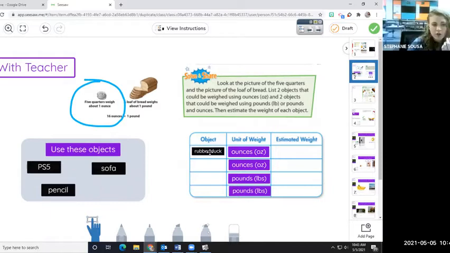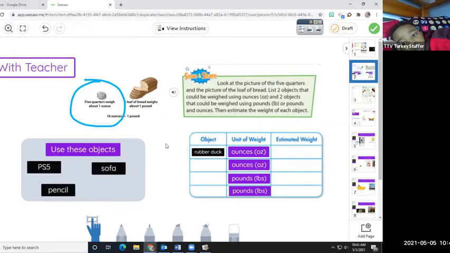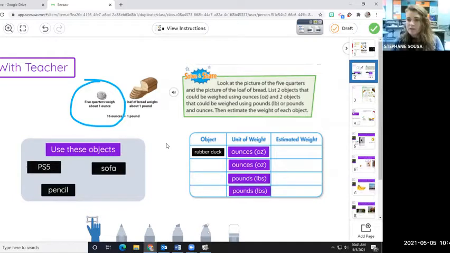Why do you know you can measure that in ounces? Because it's a small little squeaky toy, it creates air in it, and that's how you know it's light. Yeah, awesome. So your brain has had some experience with a rubber duck. It's small. I can hold it in the palm of my hand, kind of like I can quarters. I know I've held one. It's got air in it. It's a much smaller weight.